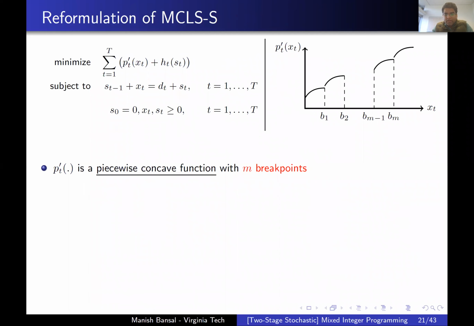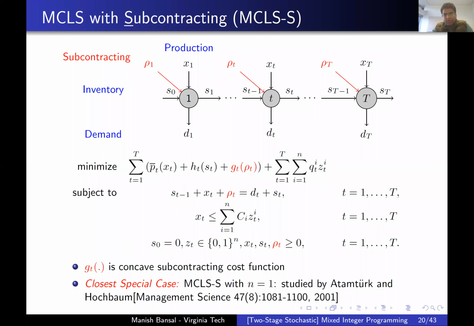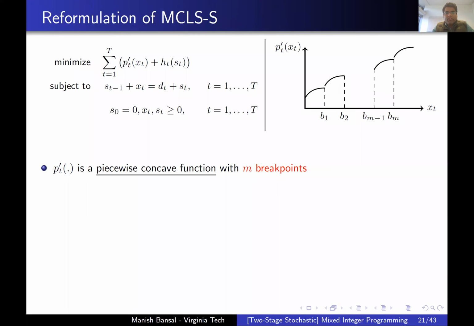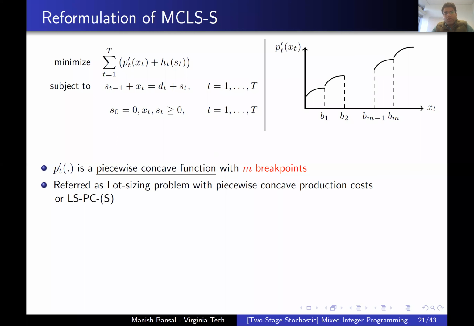So me and my PhD student, we said, okay, let's see how we can generalize this for n greater than or equal to 2. While doing that, we realized that the problem MCLS with subcontracting, which I'm denoting by MCLSS, can also be reformulated. The way to reformulate is you can get rid of these capacity constraints if, instead of considering the concave production cost, you consider piecewise concave production costs with, let's say, M breakpoints, which is nice. So we refer to this problem as LotS.